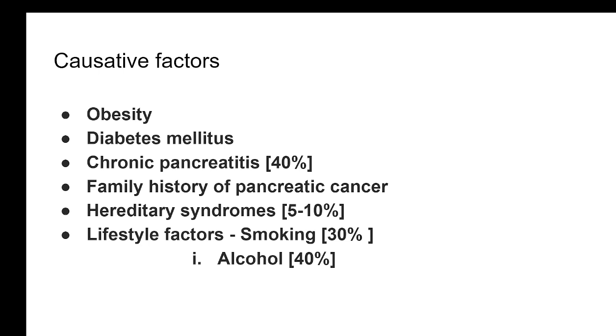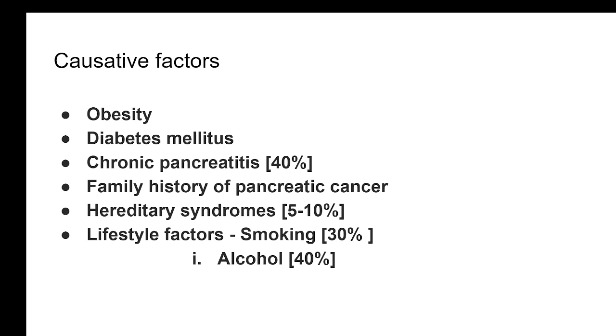Causative factors are obesity, diabetes mellitus. In chronic pancreatitis, 40% of the patients of malignancy, pancreatic adenocarcinoma, have a history of chronic pancreatitis which may get converted into malignancy. When I say percentage, it has to be very clear. It's 40% of the patients who had pancreatic malignancy who had a history of pancreatitis. It's not that 40% of chronic pancreatitis develops into malignancy. It's not that way. The actual development of malignancy in chronic pancreatitis is hardly 3 to 4%.